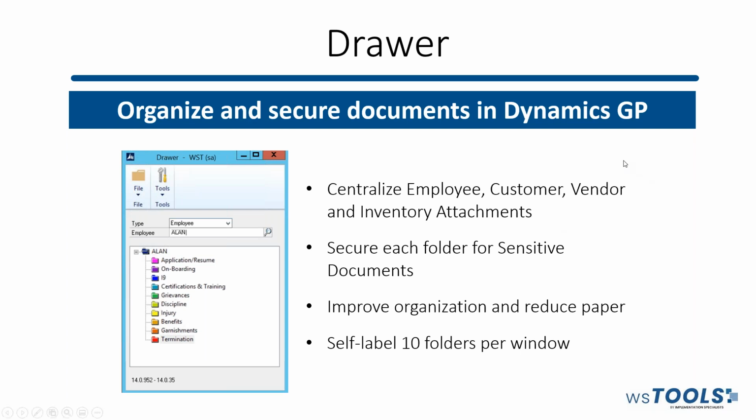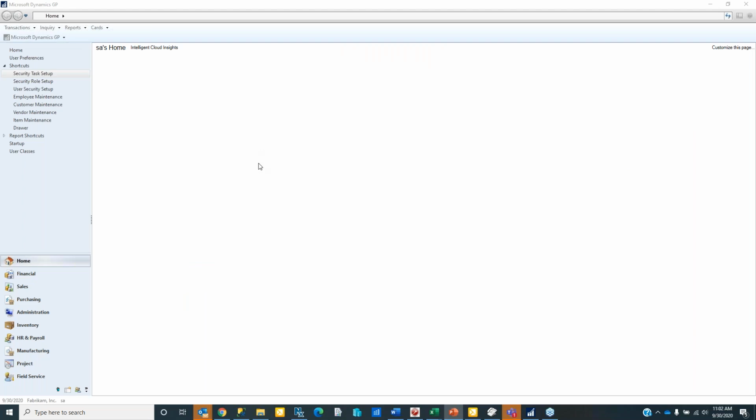So I'm going to flip over to GP now. And before we get into using Drawer, I'm going to spend a few minutes looking at the setup for it. And it's important to understand this so you can get an appreciation for the security that's baked into this tool. So we're going to look at security task setup, security role setup, and user security setup. First thing though is you need to be logged into GP as SA, DynSA, or another power user account. And that's not for access to Drawer, but to these security windows. So I'm going to open security task setup.